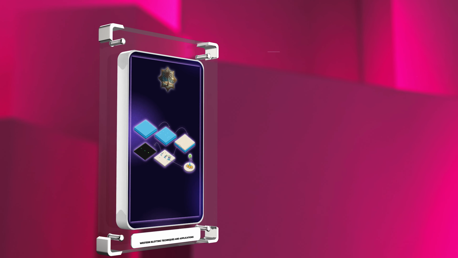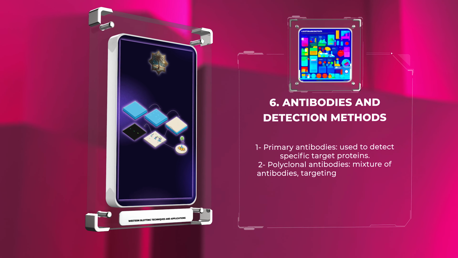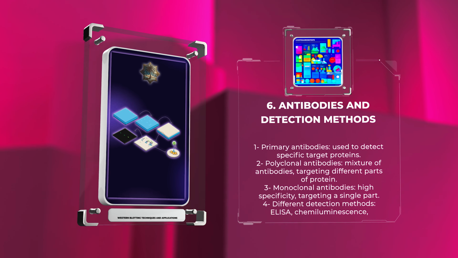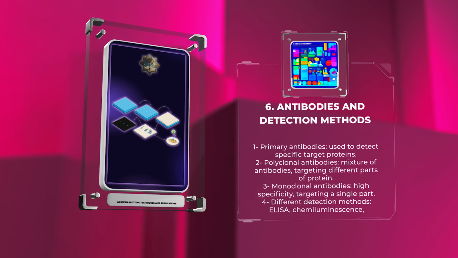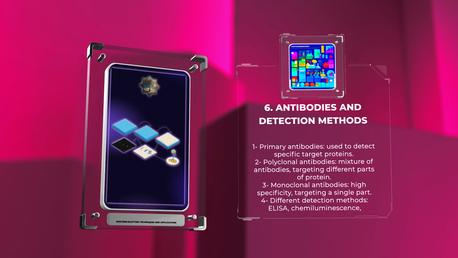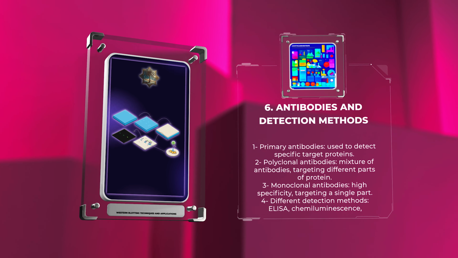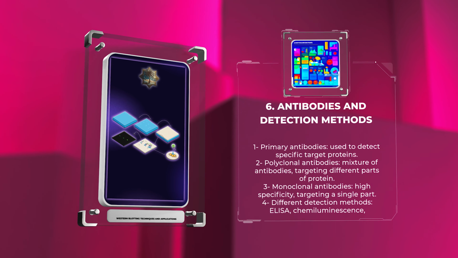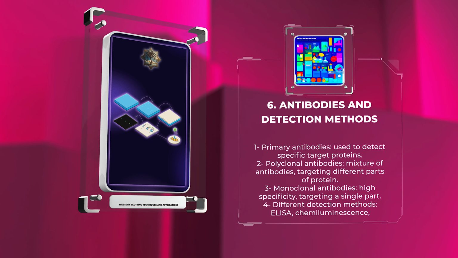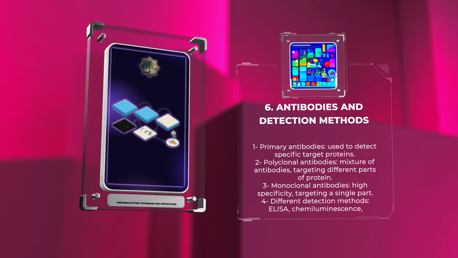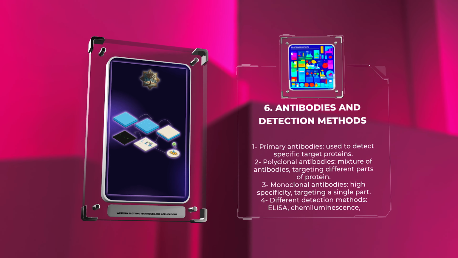Scientists use primary antibodies to detect specific target proteins. These antibodies can be polyclonal or monoclonal, with polyclonal antibodies offering a mixture of antibodies targeting various parts of the protein and monoclonal antibodies providing high specificity by targeting a single part. Different detection methods, such as ELISA, chemiluminescence, and fluorescence-based techniques, allow for the visualization and measurement of protein bands or spots on the blotting membranes.